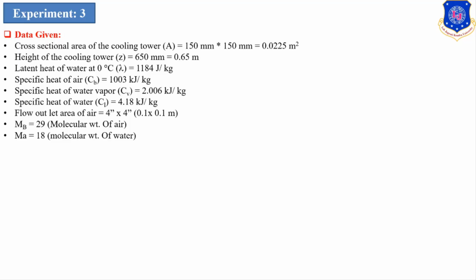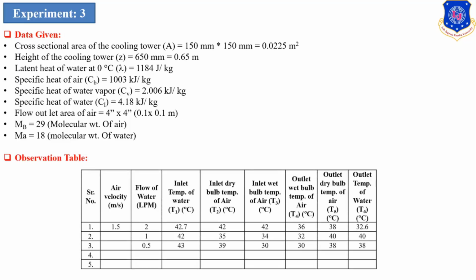Then the specific heat of water vapor, that is 2.006 kilojoule per kg. Then the specific heat of water, 4.18 kilojoule per kg. Then the flow area for the air, that is 0.1 by 0.1 meter. And then the molecular weight of air and water, that is 29 and 18 respectively. Alright, after that we have to draw an observation table, and this will look like this.